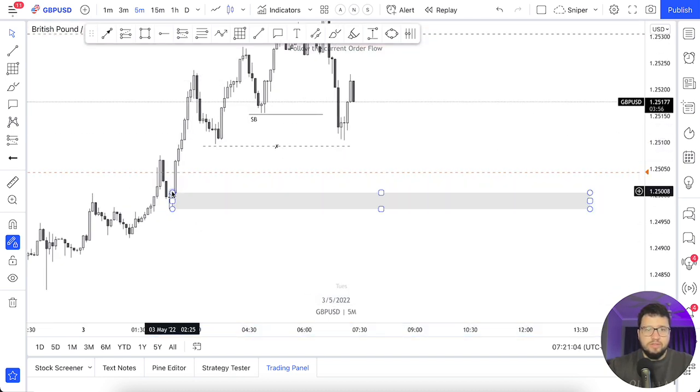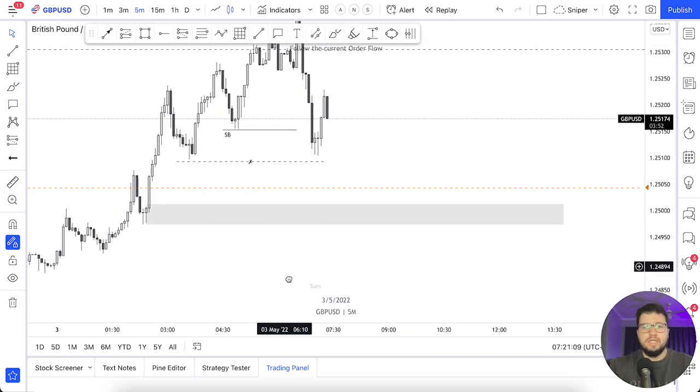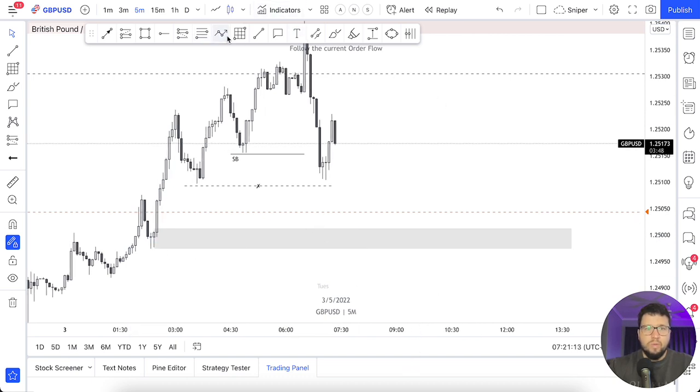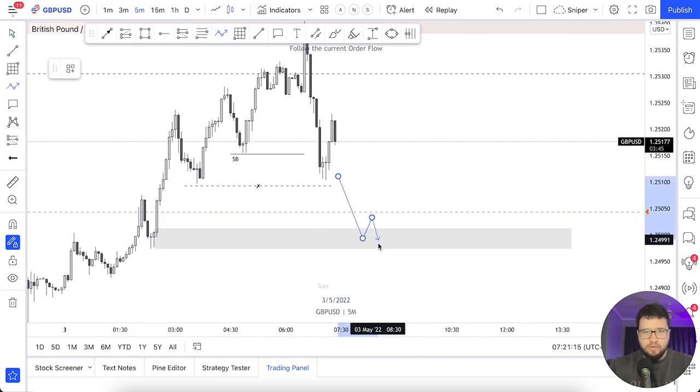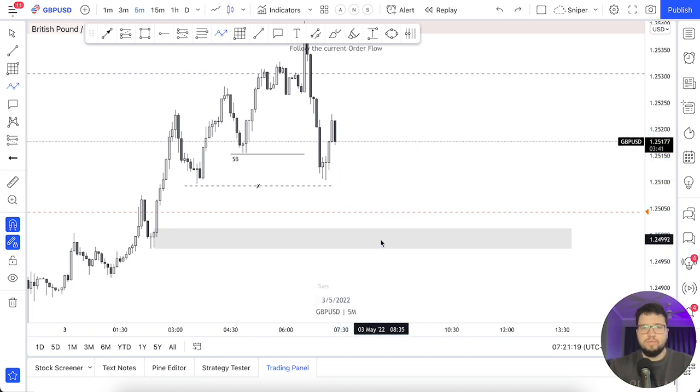We'll just refine it to this 5. I don't like to refine lower than 5 minutes. I'll obviously refine it to a 5 minute and then look for 1 minute price action in this area for me to then take a 1 minute trade off of those areas.